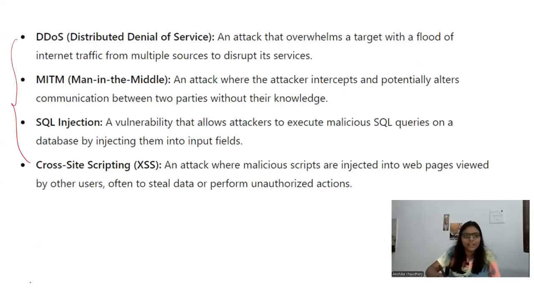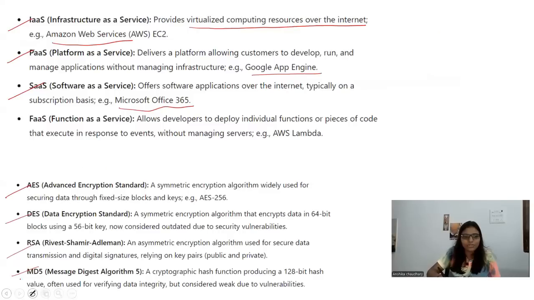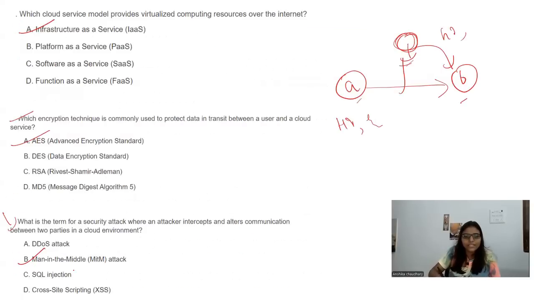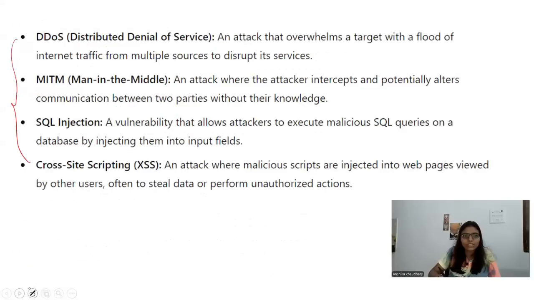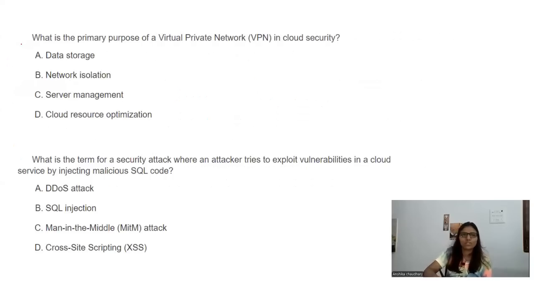These are the attacks we have discussed in this particular question: DDoS attack, man in the middle attack, SQL injection, and cross-site scripting. So this is the description of all these attacks. I am just reading this explanation. Man in the middle attack: an attack where the attacker intercepts and potentially alters communication between two parties without their knowledge, as I have explained. Let's move on to the next question.